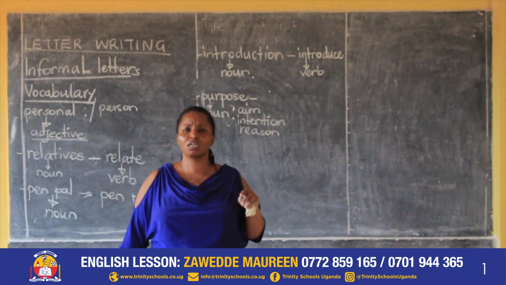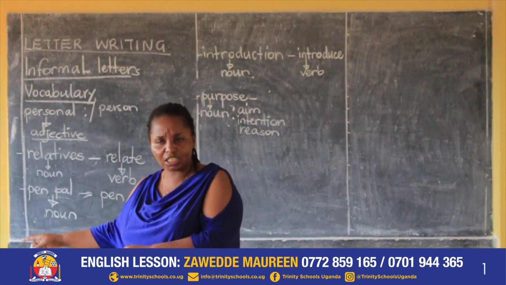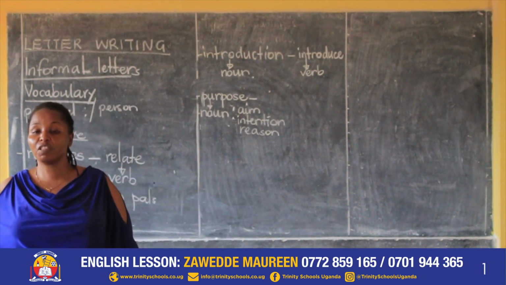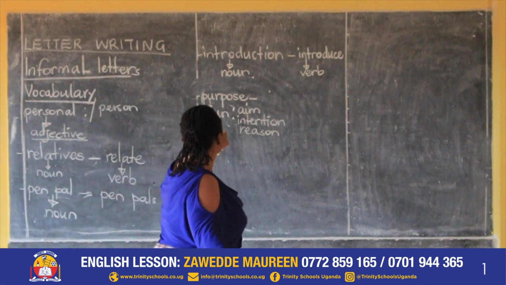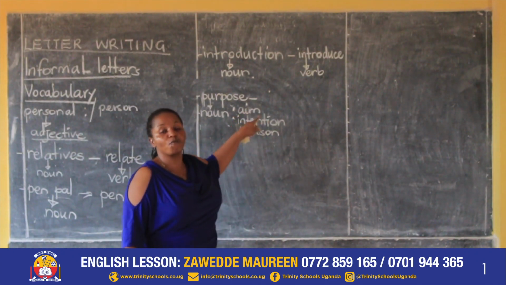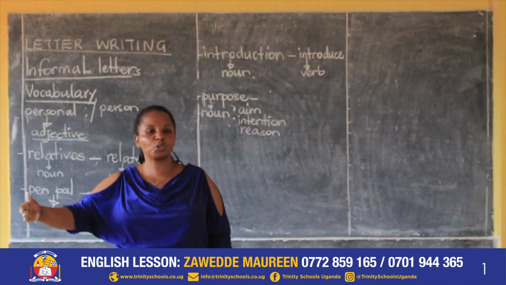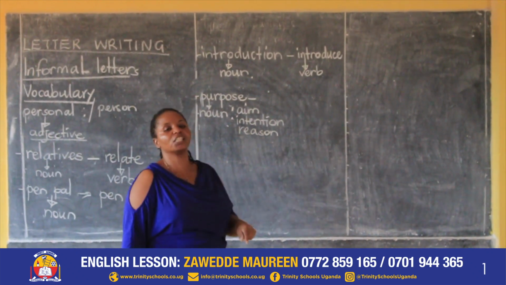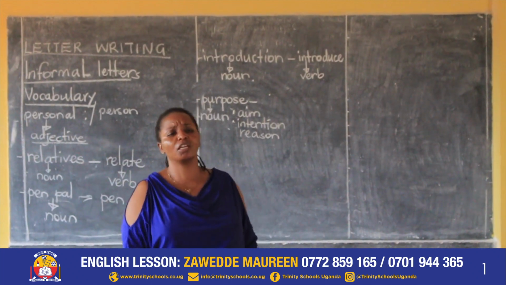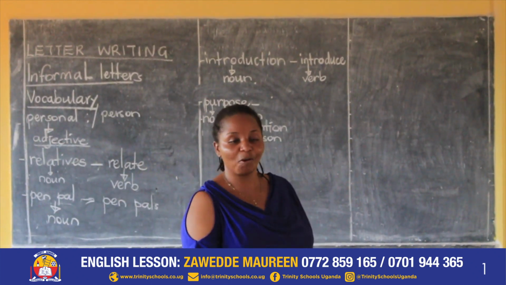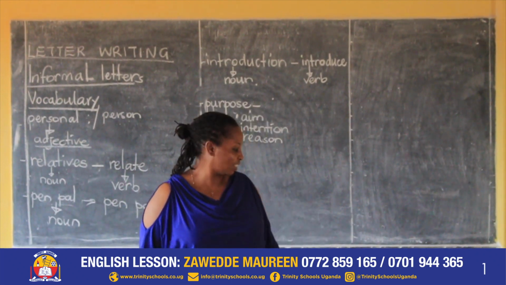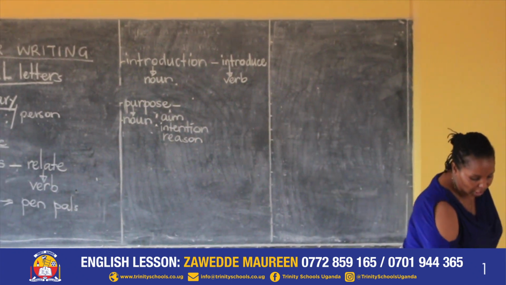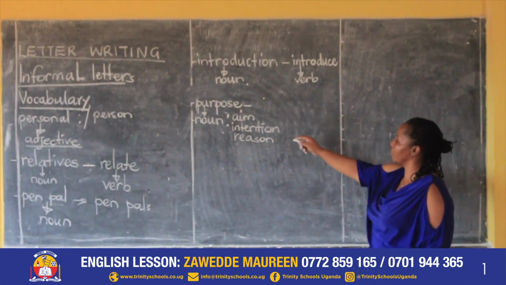So when I'm writing the letter, I can say the main purpose of writing this letter is to inform you that maybe the term is going to close. I can still say the aim of writing this letter is to invite you to my birthday party. The reason for writing this letter is to tell you that I'm sick. Okay? So that is the meaning of the word purpose. Those are other words that can be used in the place of purpose. They have the same meaning.